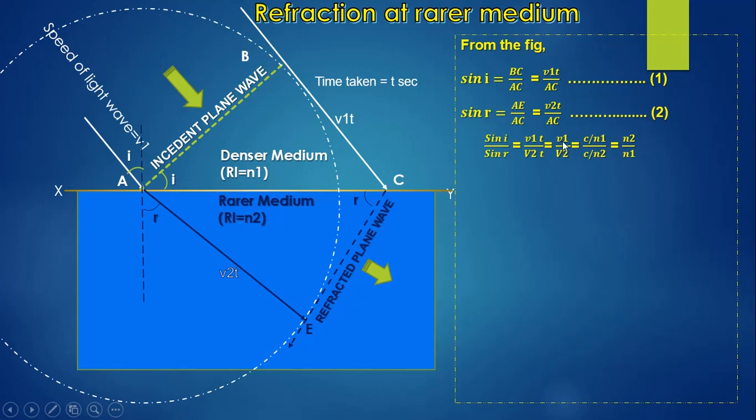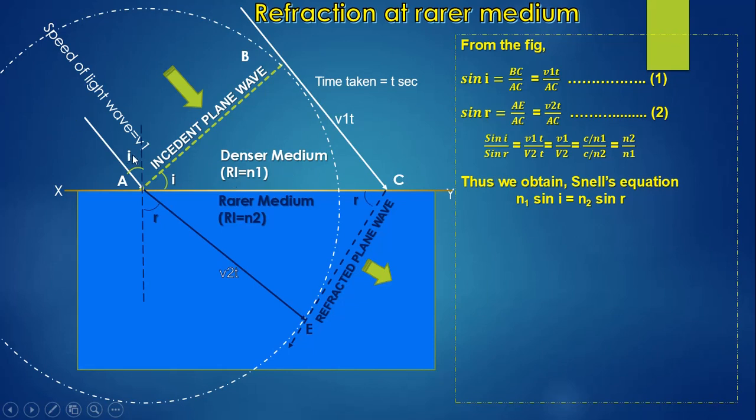You have to rewrite the values of V1 and V2 in terms of the absolute refractive indices N1 and N2. V1 equals C by N1, V2 equals C by N2, where N1 and N2 are the absolute refractive indices of the denser medium and the rarer medium. Here C gets cancelled, leaving N2 upon N1. That means sin I upon sin R equals N2 upon N1, or we can rewrite this equation as N1 sin I equals N2 sin R. This is Snell's equation.